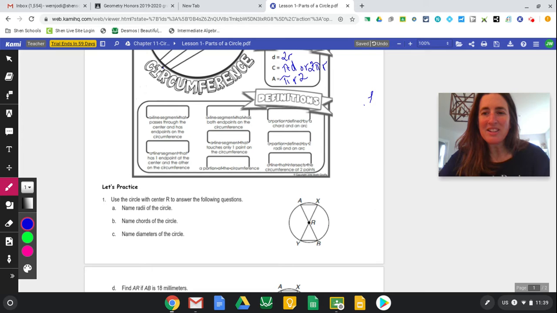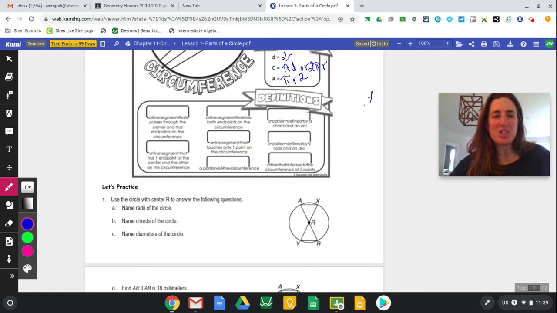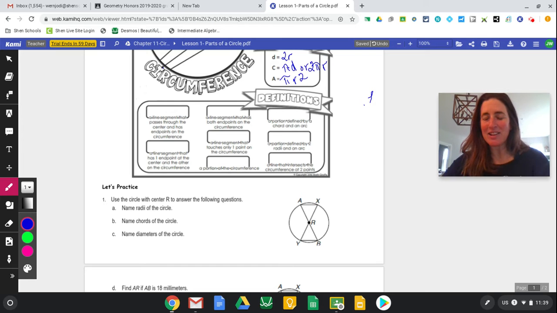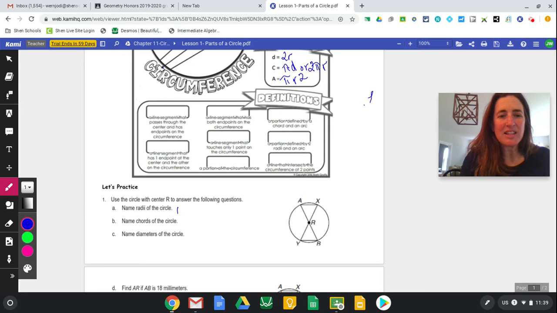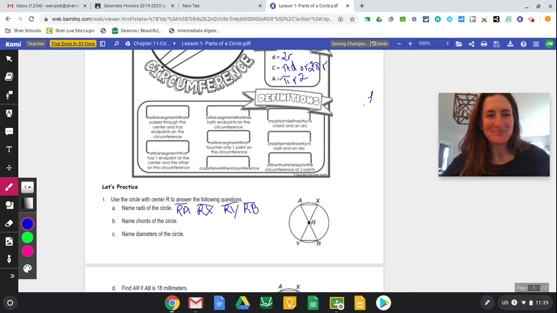Let's look at the Let's Practice section, which will be similar to some of the questions on your homework. It says, use the circle with center R to answer the following questions. Name the radii. Notice it's plural, that means there's more than one. In the circle, you start at the center, and the radii in this case are RA, RX, RY, and RB. There were 4.